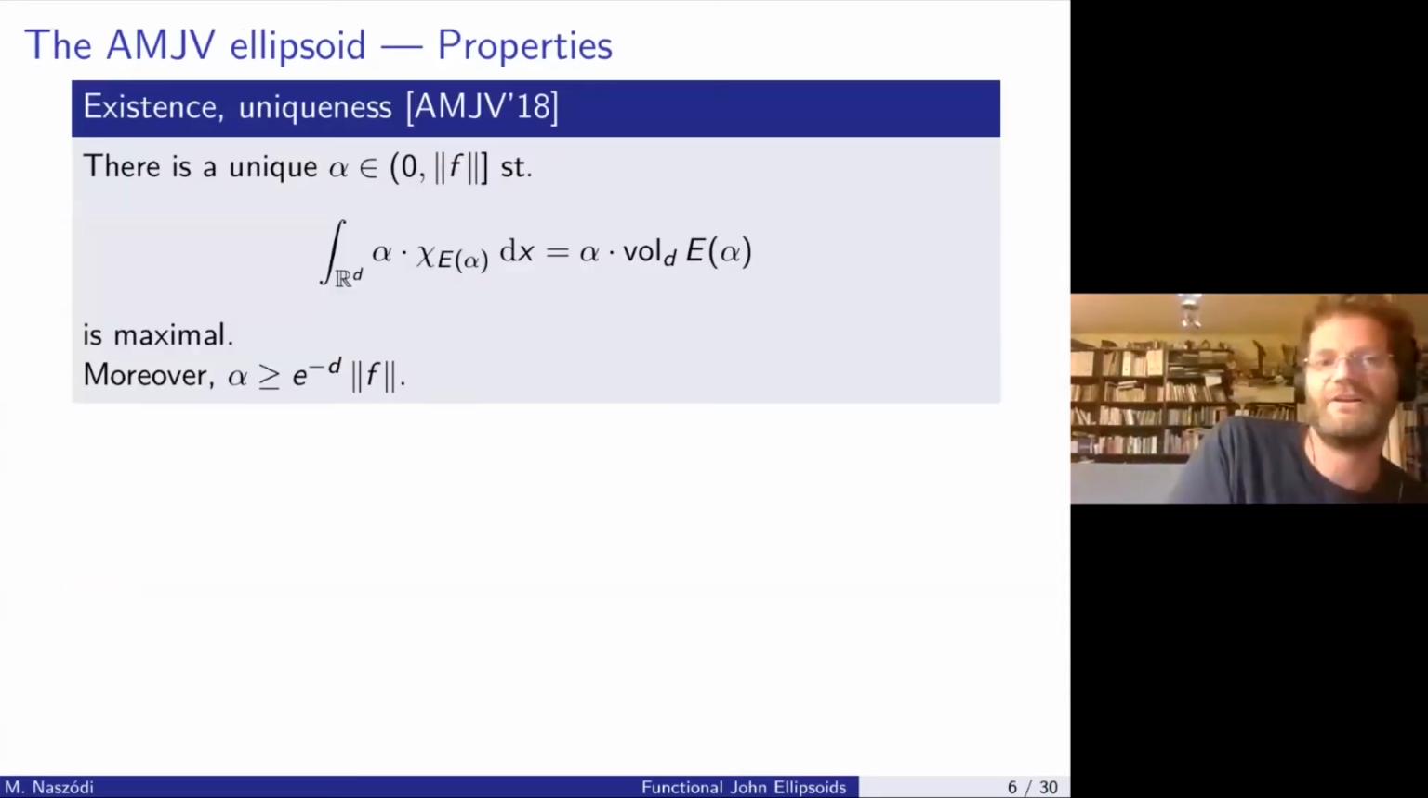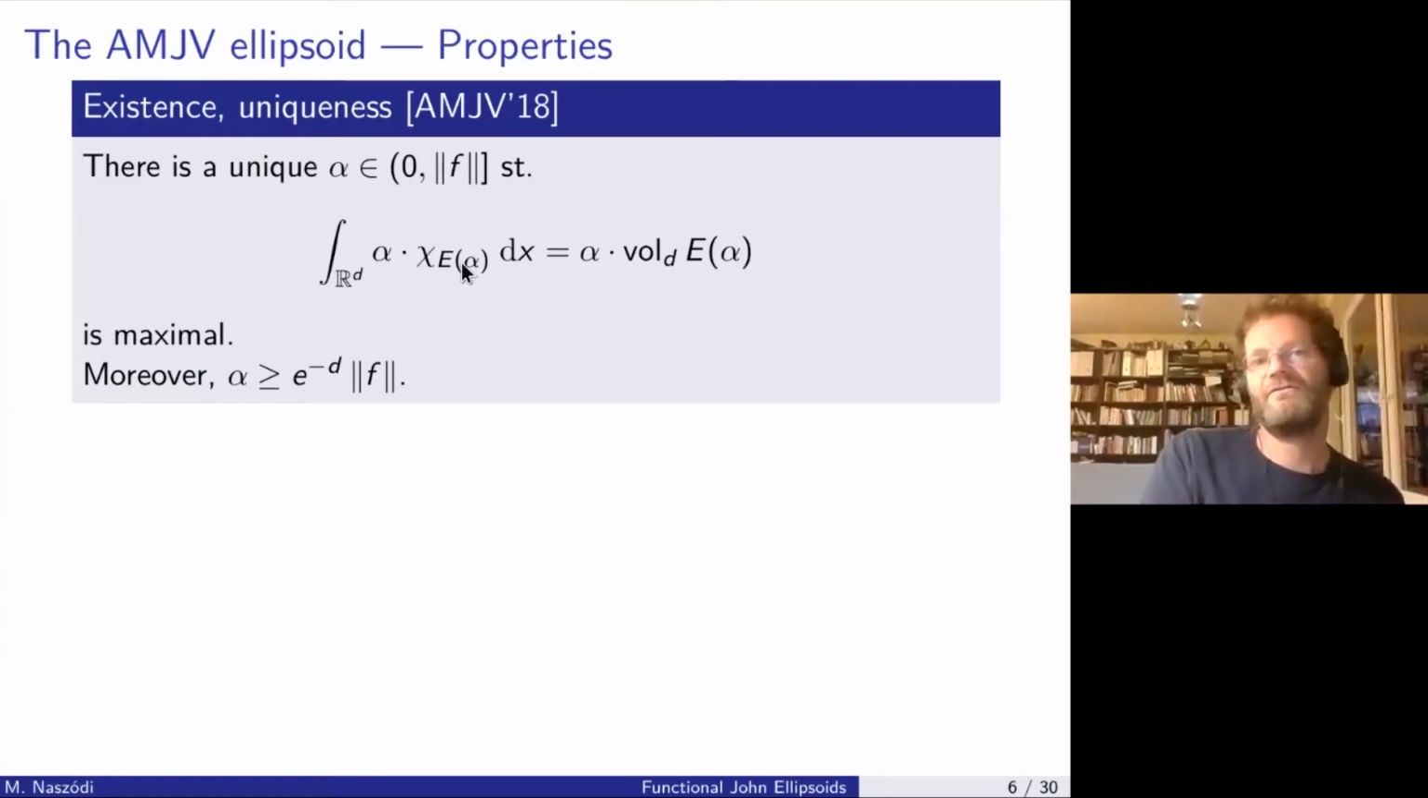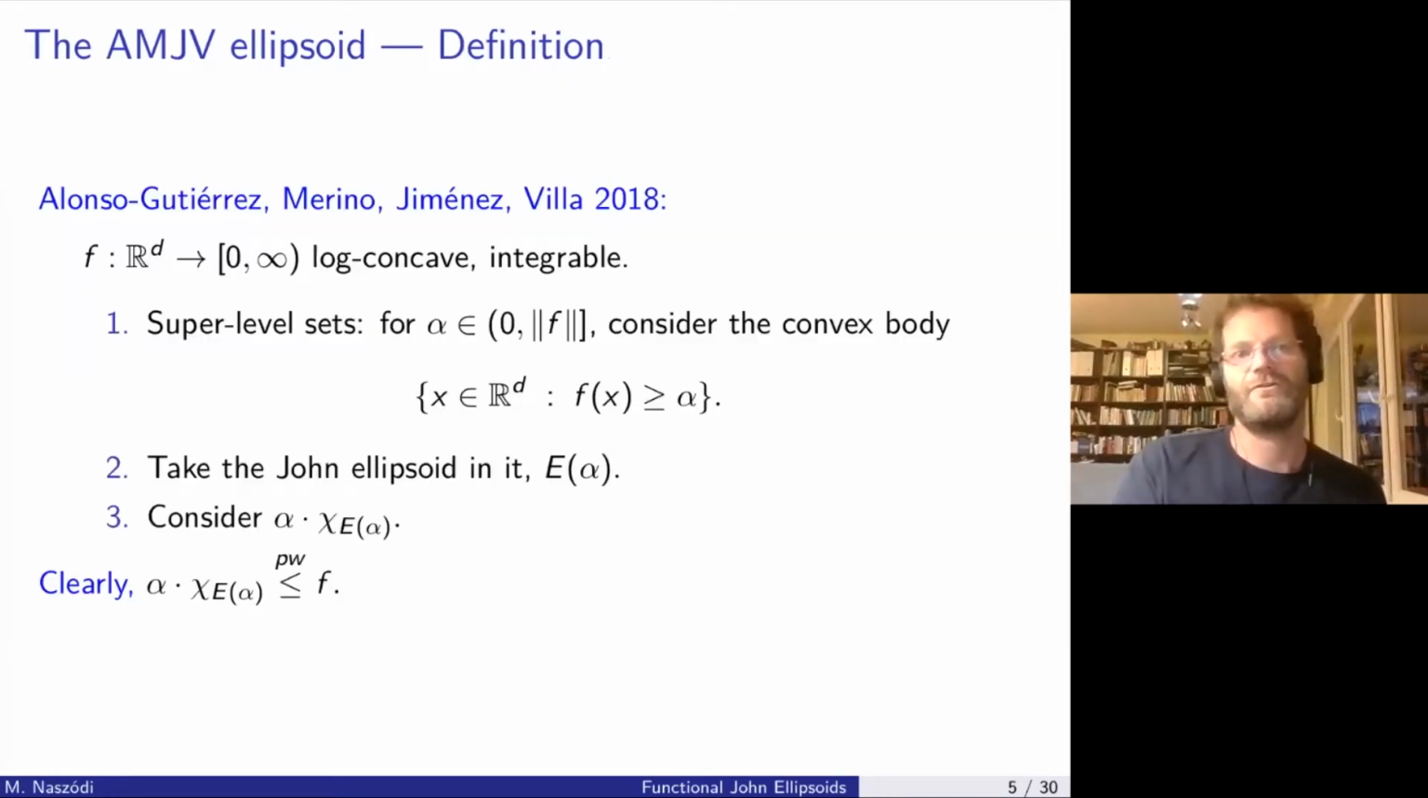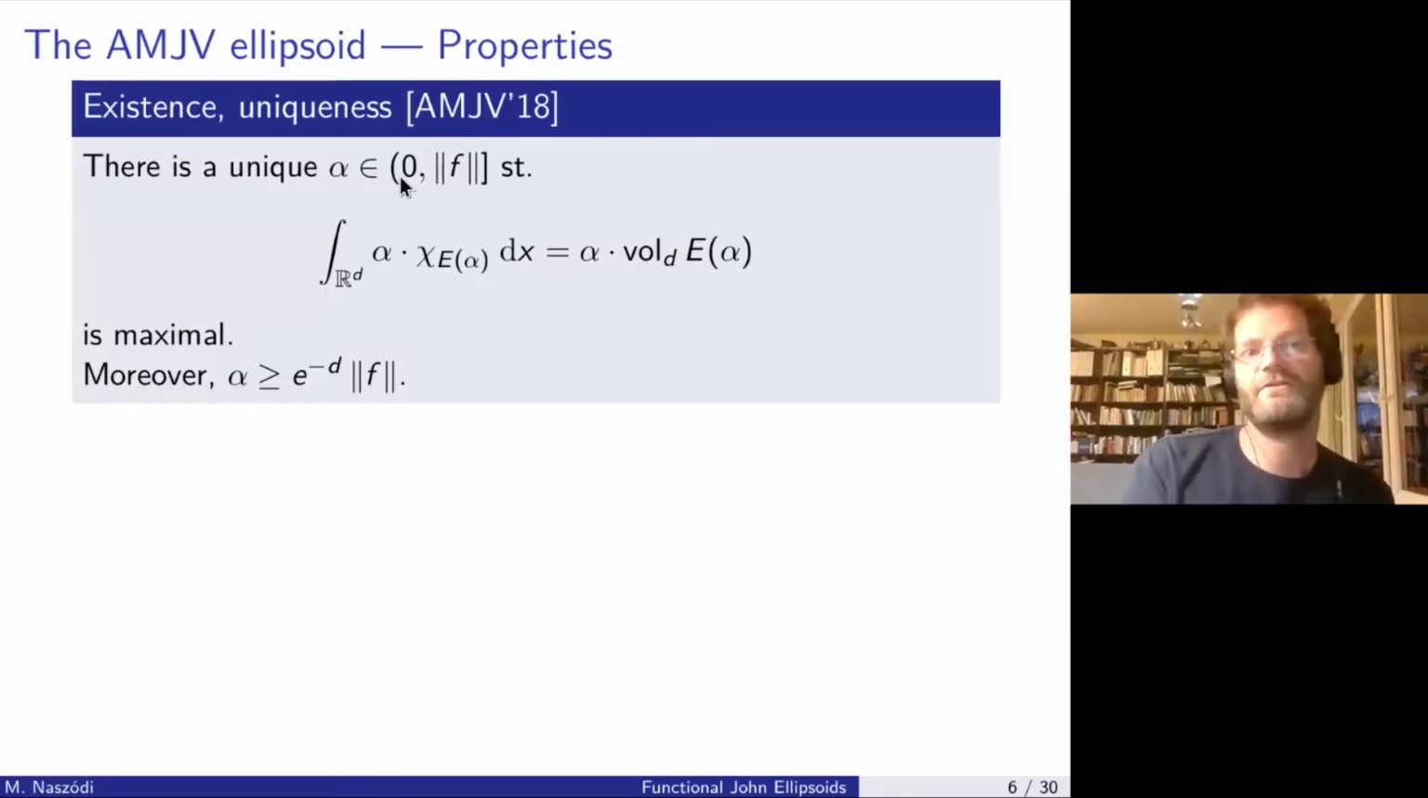That's the weight that it deserves. And then the weighted volume of this ellipsoid with this weight is this, of course. And what they proved, so Alonso, Gutierrez, Merino, Jimenez, and Villa, they showed that there is a unique alpha such that this expression is maximal.